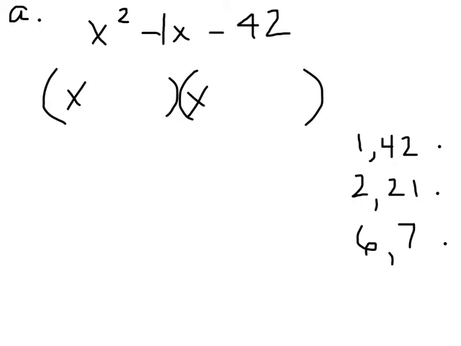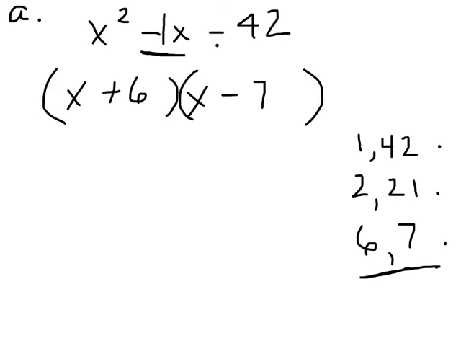Now, I have to ask myself, if this is negative, that means that one of these has to be negative and one positive, because when you multiply, you've got to have one of each to end up with a negative. The question then becomes, which one needs to be negative in order to add to a negative 1? Obviously, the 7 because it's larger. So I'm going to say x plus 6, x minus 7.